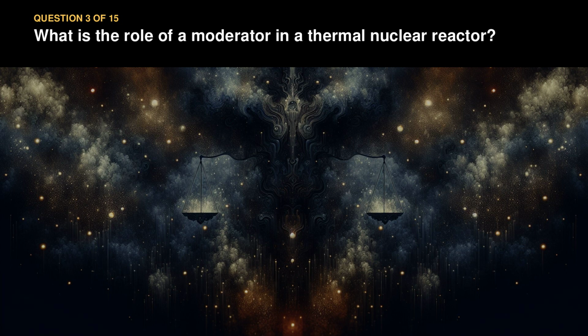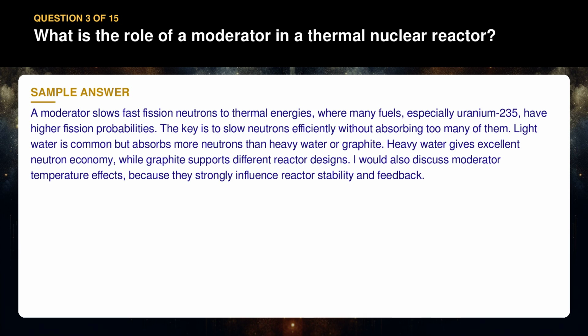Question 3. What is the role of a moderator in a thermal nuclear reactor? A moderator slows fast fission neutrons to thermal energies, where many fuels, especially uranium-235, have higher fission probabilities. The key is to slow neutrons efficiently without absorbing too many of them. Light water is common but absorbs more neutrons than heavy water or graphite. Heavy water gives excellent neutron economy, while graphite supports different reactor designs.